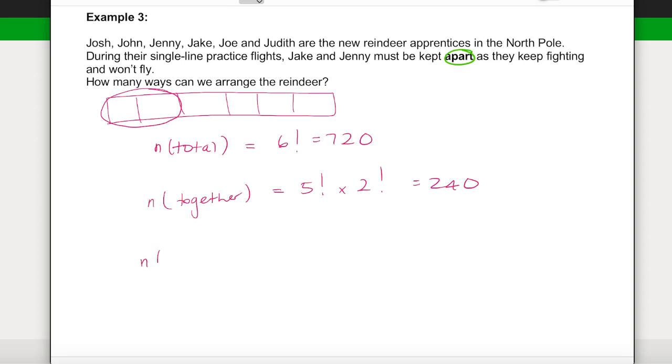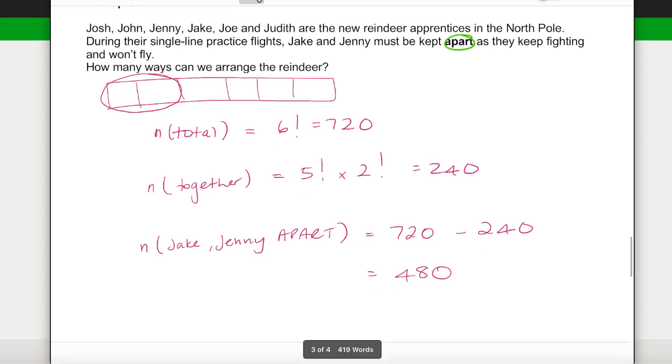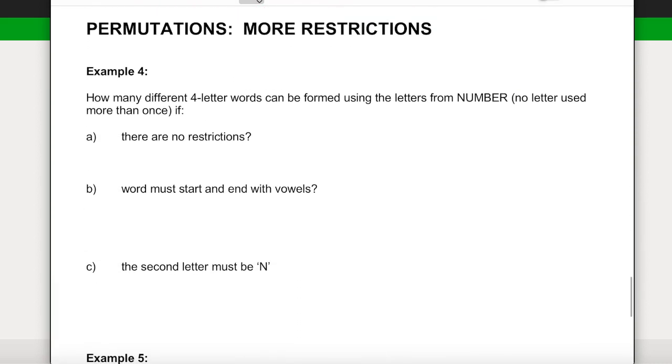So that would leave 240. So if we want Jake and Jenny apart, we can use the complement, which is the total, subtract all the arrangements where they're together, and that will leave us with 480. We're going to have a look at 2 more restrictions that we often come across when we're looking at different arrangements.